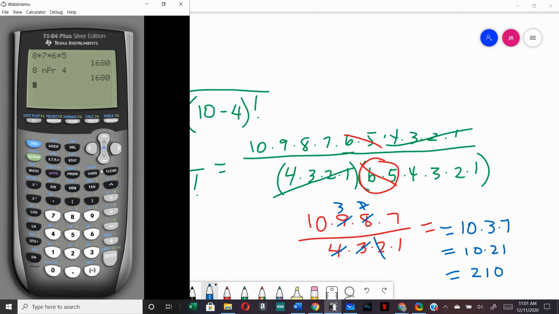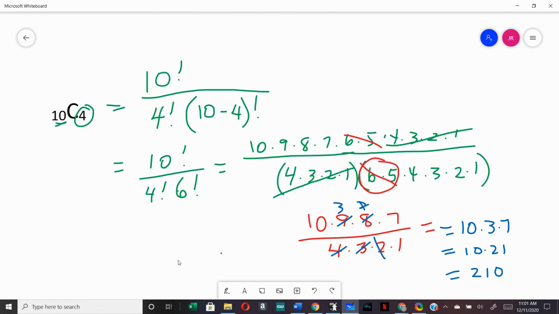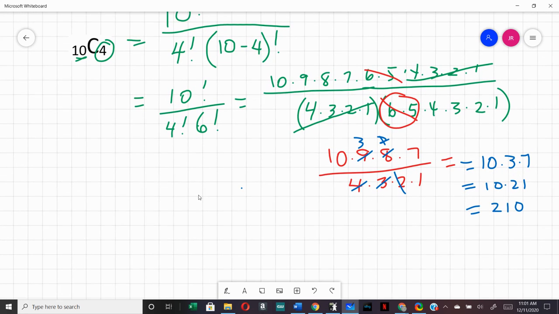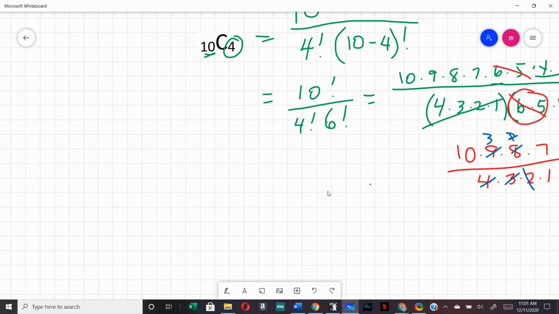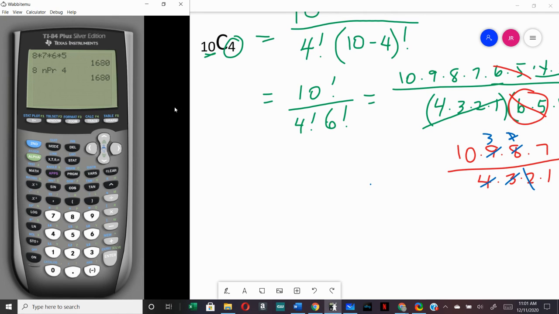There is a function for that on the calculator. So again, I'm going to do the same thing that I did before. This was 10 choose 4. We know the answer is 210. So we're going to put in our number of items, which is 10. Then we're going to hit our math button again. We're going to go all the way over to prob. There is the combination function. So we're going to hit 3. Then we're going to put in how many we're choosing, which is 4. We should get 210, and we do.